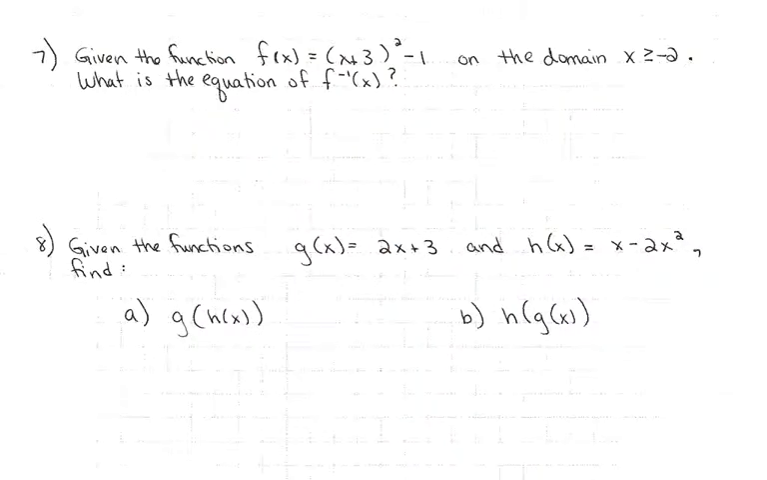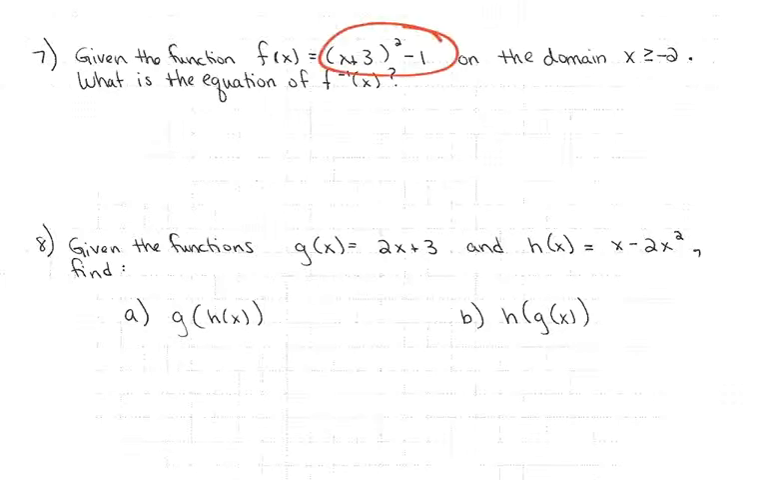Number 7, it says given the function f of x is equal to (x plus 3) squared minus 1 on the domain x is greater than or equal to negative 2, what is the equation of f inverse of x? Finding the inverse is easy. We're just going to solve the original equation for x and then flip x and y. But we put a restriction on the domain.